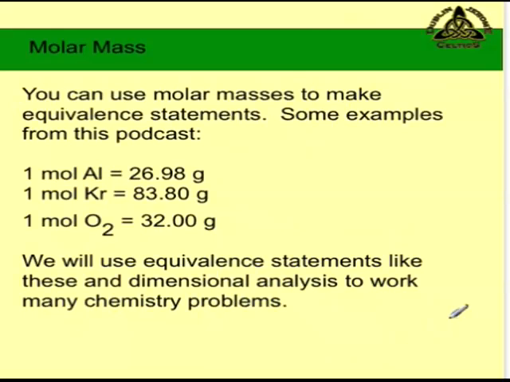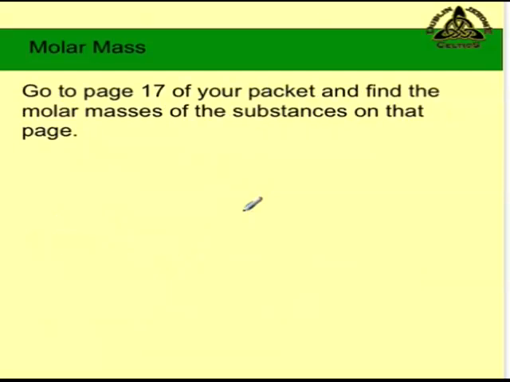You can use molar masses to make equivalence statements that we talked about with regards to dimensional analysis. And from this podcast earlier on, we could say this is an equivalent statement for aluminum, this is an equivalent statement for krypton, and this is an equivalent statement for oxygen. We will be using equivalence statements like these and dimensional analysis to work out many chemistry problems. Now please go to page 17 of your packet and find the molar masses of the substances on that page.